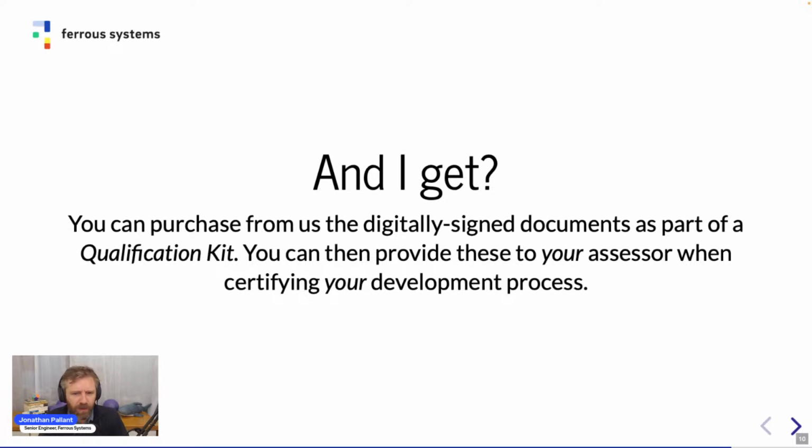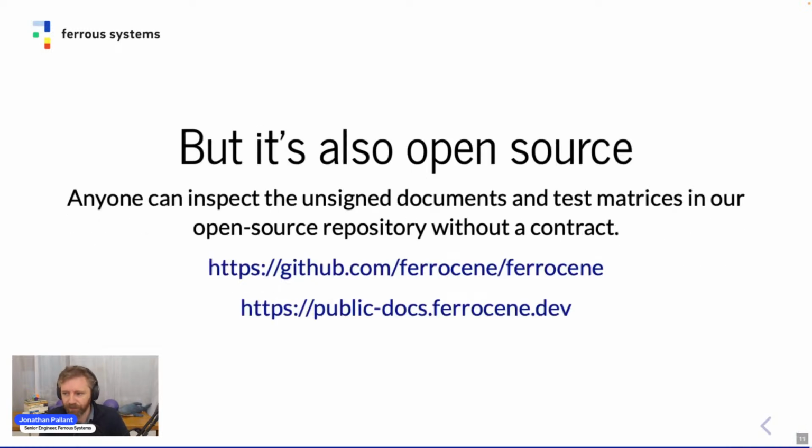Well, you can purchase from us the signed documents, so the safety manual, the user manual, and so on. You can get digitally signed assets from us, and then you can present them to your assessor as part of your certification process. I guess that stops people just making their own, getting a piece of paper and writing in crayon, this product is ISO certified. You can't just give that to your assessor. There needs to be a chain of trust. And so we can provide you the digitally signed documents when you purchase Ferrocene.